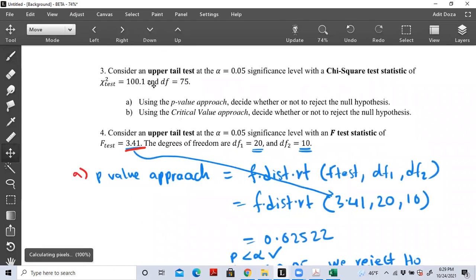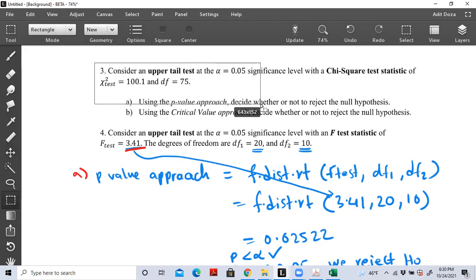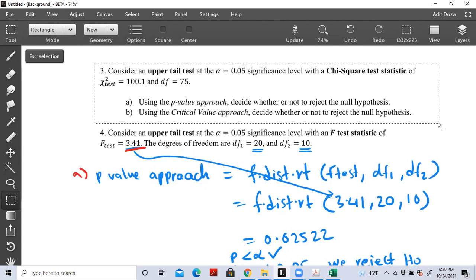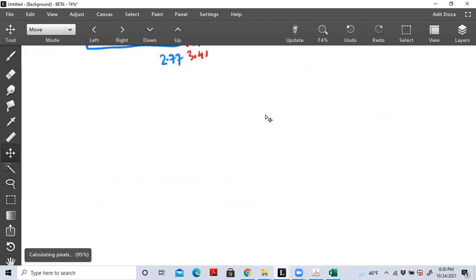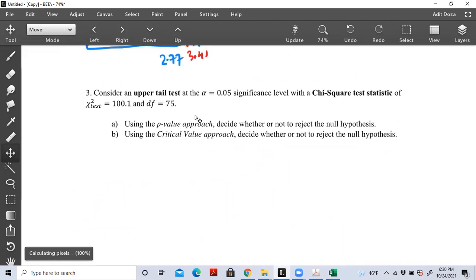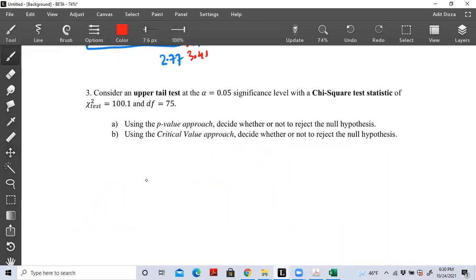Now let me finish question 3. And there is, I think, one more question, question number 5. So let's do question 3. Maybe I will ask Ying how to solve it. Okay, use the p-value approach. This already says it's an upper tail. Chi-square test statistic of 100, degree of freedom 75.